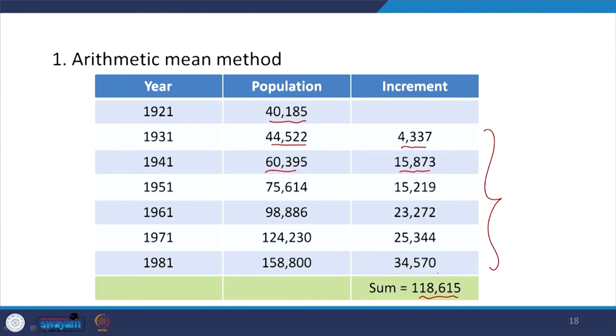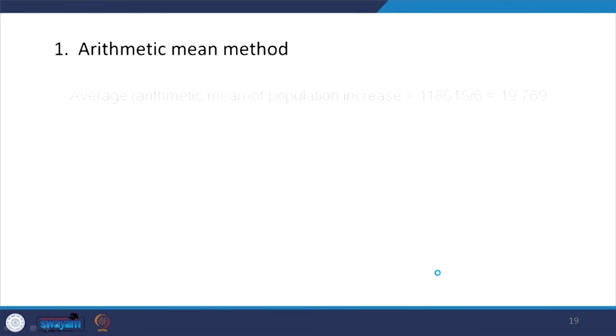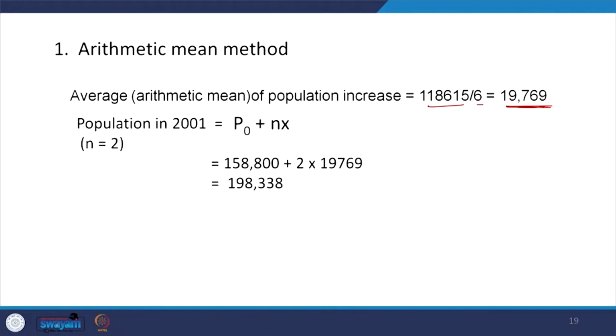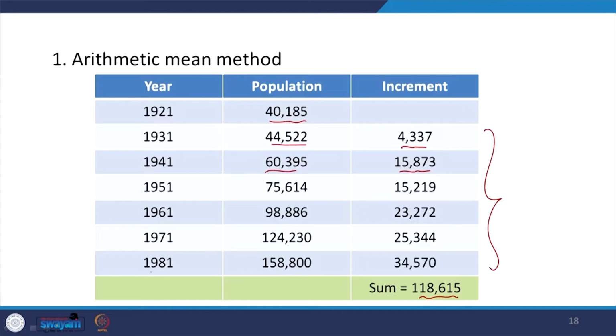1,18,000 by 6. So that's what is going to be my constant, I guess, right? So that's what we see here. We are assuming that the population will increase each decade by almost 19,000 or almost 20,000. That's what we have here, right? So in 2001, because we were looking at 1981 data, right? 1981, so 2001, so 2 decades or 20 years.